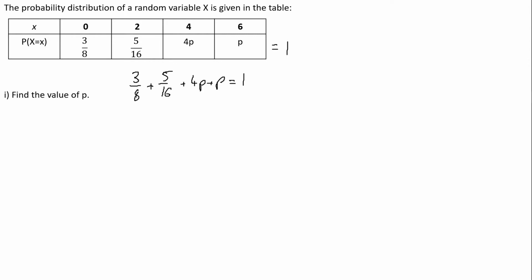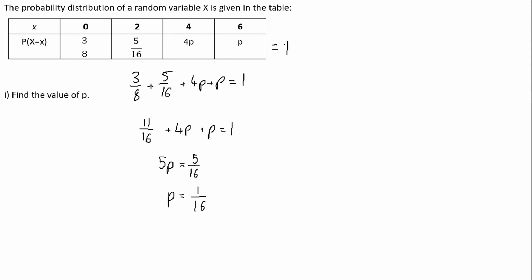Okay, so a little bit of simplifying here. So this is going to be 6 over 16 plus 5 over 16, which is 11 on 16, plus 4p plus p equals 1. Therefore, 5p is going to be equal to 1 minus 11 on 16, which is 5 over 16. So p has to be equal to 1 over 16.